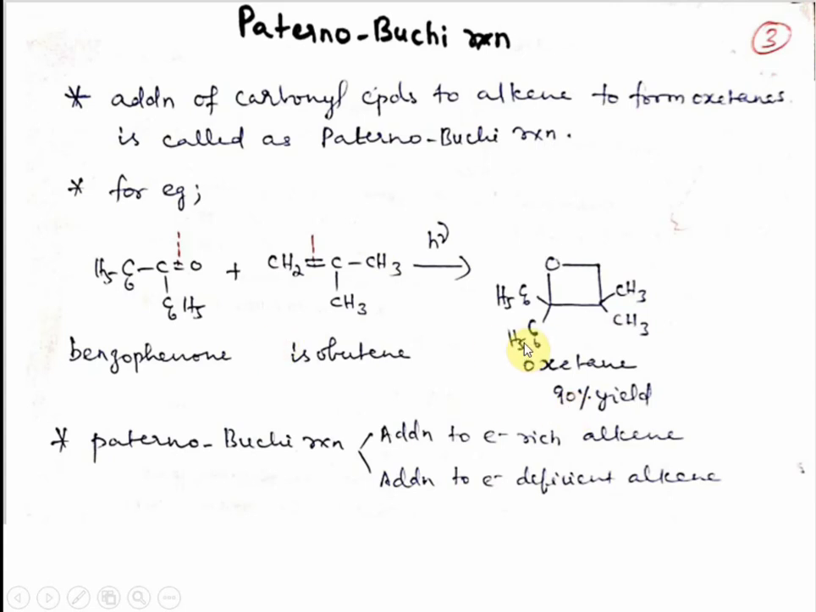So once again, what is Paterno-Buchi reaction? We are taking two substrates. One is carbonyl compound, the other one is alkene. Both add to each other and form a product which is called oxetane. Very simple. Two reactants, one product. What are the two reactants? Carbonyl compound, alkene. What is the product called? Oxetane. What happens here? Addition reaction. Just carbonyl compound adds with alkene. The alkene we are taking may be electron rich alkene or electron deficient alkene. Let us see about that.